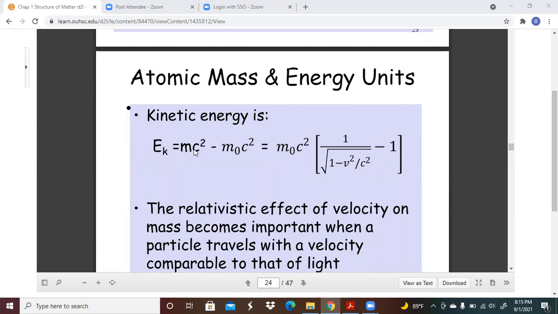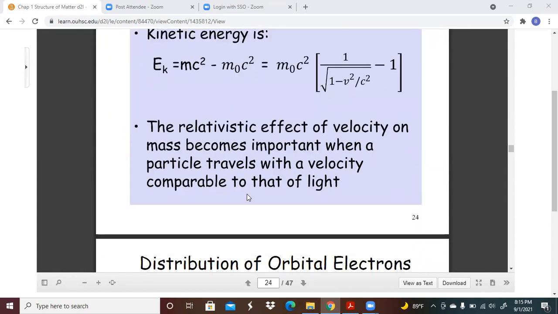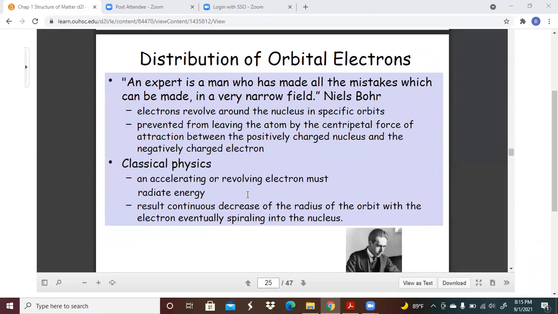We know the kinetic energy is going to be the mass times c squared minus the rest mass times c squared. Factoring all of this out, doing some math, this is what we come up with. So the relativistic effect of velocity on the mass becomes important when a particle travels with a velocity comparable to that of light. Generally, you have to be going roughly somewhere about 10% of the speed of light or more to start factoring that in.